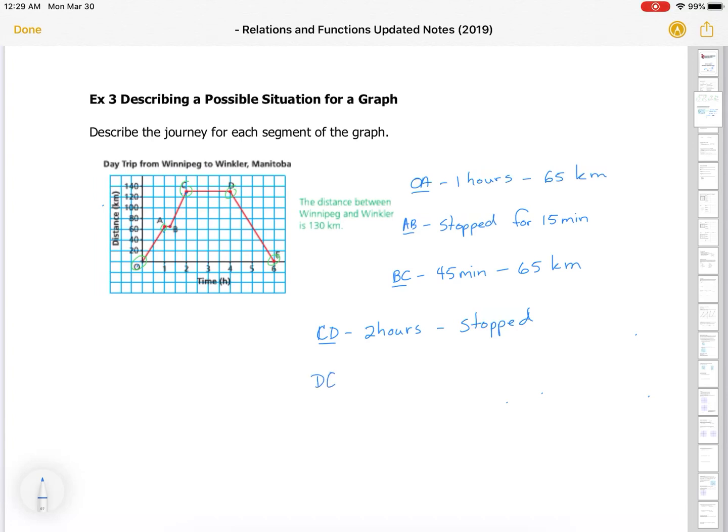Then from D to E, as you can see, our distance is going back towards where we started from. So we don't stop. We drive all the way back. We go the full 130 kilometers in 2 hours. No stopping. We just drive all the way back. So that's what's going on. You can think about what you did at each of the legs, but really that's basically what's going on in that graph.